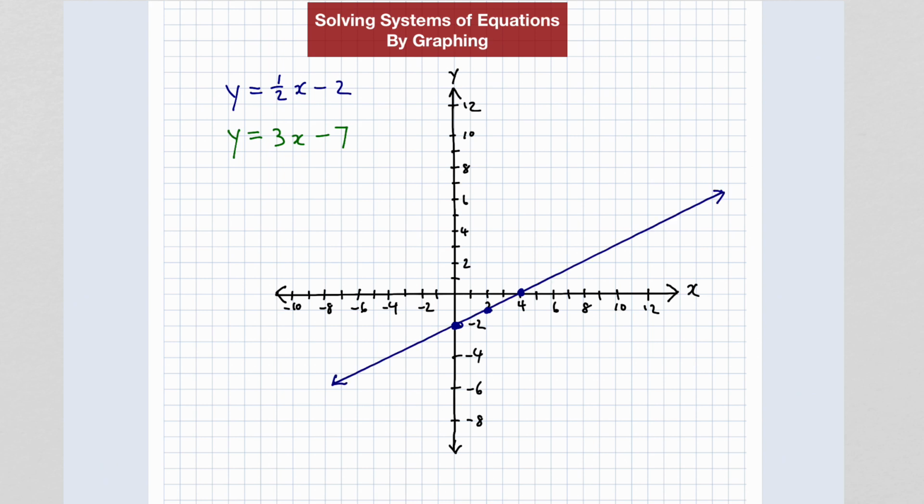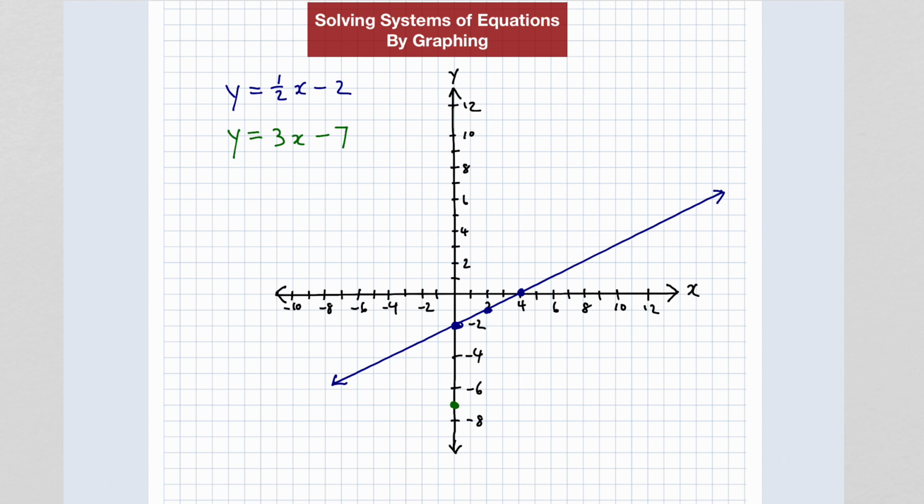So this blue line represents y equals 1/2 x minus 2, and then we're going to go ahead and graph the other line, and we see that this is also in slope-intercept form, y equals mx plus b. So we'll go ahead and plot the y-intercept first, and since that is -7, we're going to plot a point at -7 on the y-axis. And we see that our slope is 3, so that will be a rise 3 and then run to the right 1.